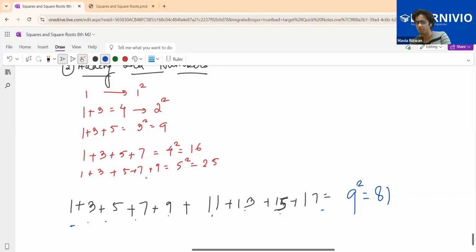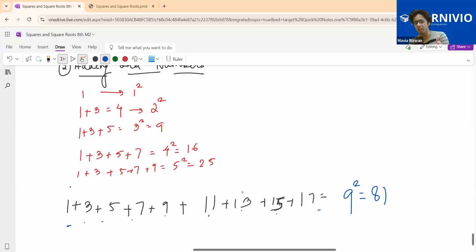1 plus 3 plus 5 plus 7 plus 9, this is 5 odd numbers. So this is 5 square, that is 25. Now we have 1, 3, 5, 7 and so on, so there are 9 numbers. So therefore it is 9 square, that is 81. Got it? Yes, sir. Okay, great.